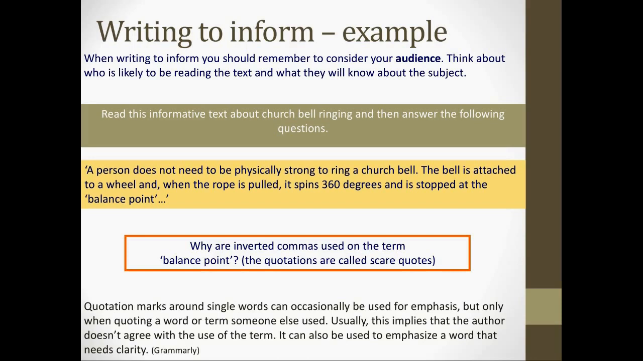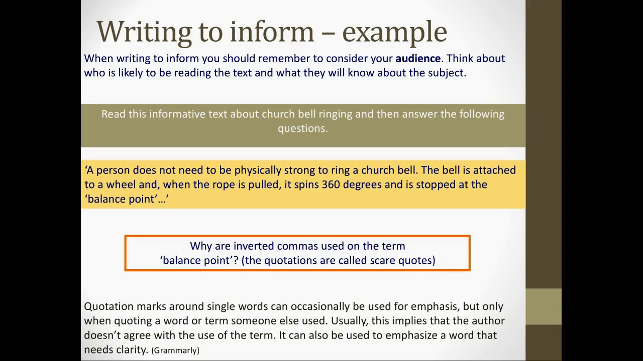A person does not need to be physically strong to ring a church bell. The bell is attached to a wheel, and when the rope is pulled, it spins 360 degrees and is stopped at the "balance point." Why are inverted commas used on the term balance point?